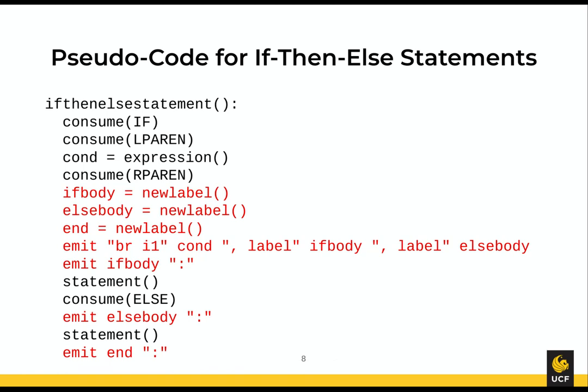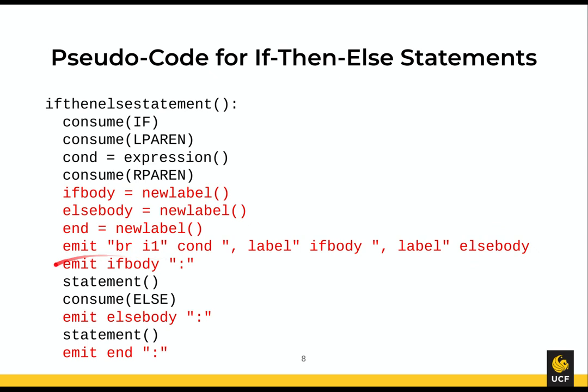Okay, so as I was saying before, the black is just our grammar. We need to generate 3 labels, one for the if body, one for the else body, one for the end. Then just like before, we emit our branch, except instead of branching to either the if body or to the end label, we branch to the else body. And then we just emit labels before we emit the code for each of the statements.